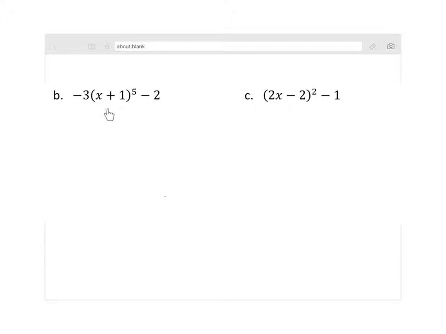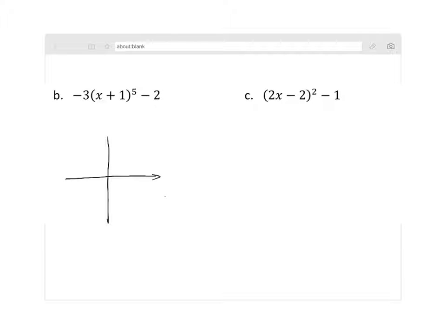I'm going to show you how I will graph these two functions without using technology. Of course, the purpose is to make sure that you understand the role of those numbers, like here -3, 1, and -2, right?